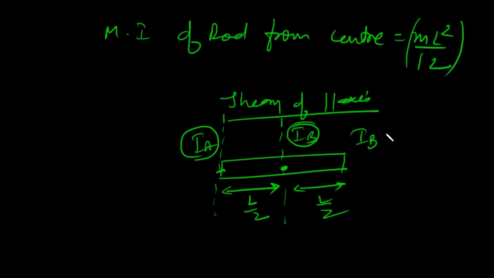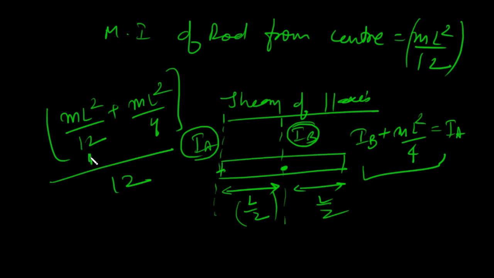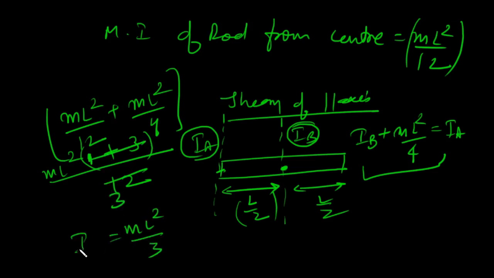For example, I_B plus M times L square by 4 would be equal to I_A. That is M into (L by 2) whole square. This is the theorem of parallel axis. So what was I_B? I_B was mL square by 12 plus mL square by 4. So I just take the LCM. This will be 12. This will be 1 plus 3, times mL square. So this is 4. This cancels out and this will result in mL square by 3, which was I_A.